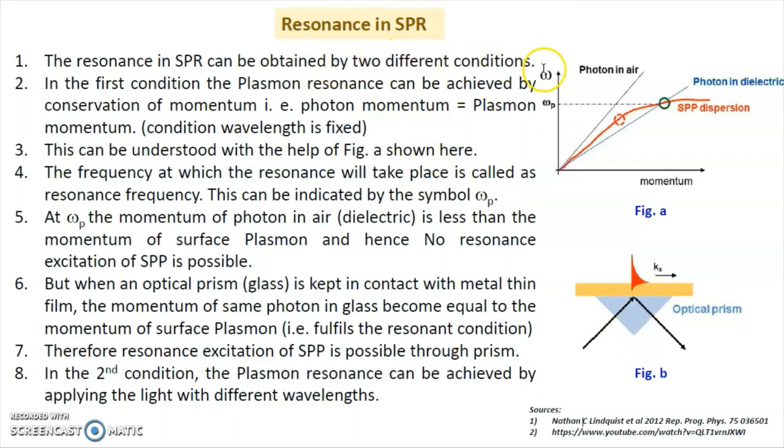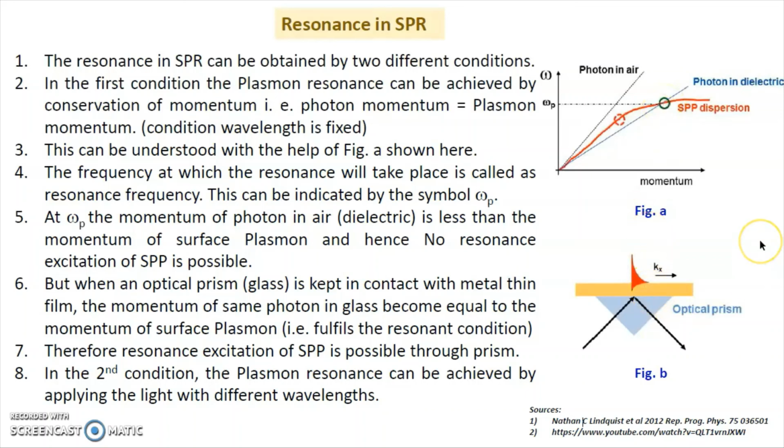So we have said that there are two different conditions to get resonance. What is the second condition? In the second condition, the plasmon resonance can be achieved by applying light with different wavelength, because in the first condition our wavelength was fixed. Because the wavelength is fixed, this frequency is also fixed, right? So because we have constant frequency, we shifted the momentum of photon from here to here, okay.